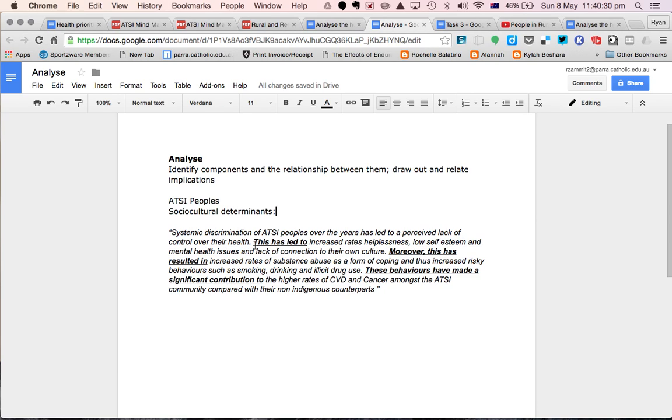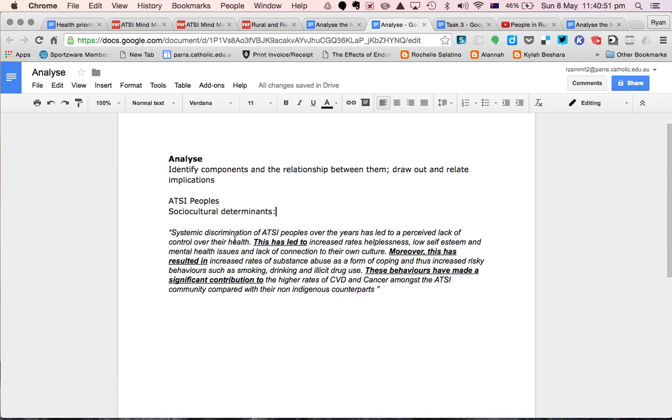And so this could lead to substance abuse and mental health issues, and then obviously risky behaviours such as smoking, drinking, etc. And again, this leads to high rates of CVD and cancer as a result of using these substances to cope.